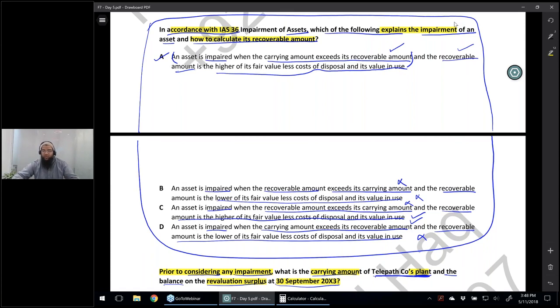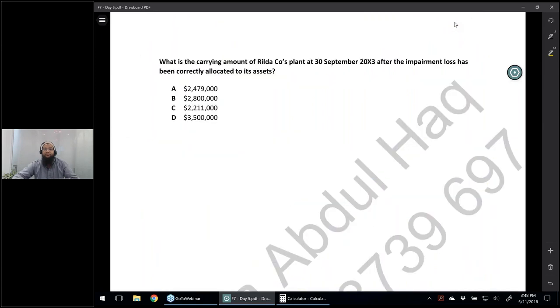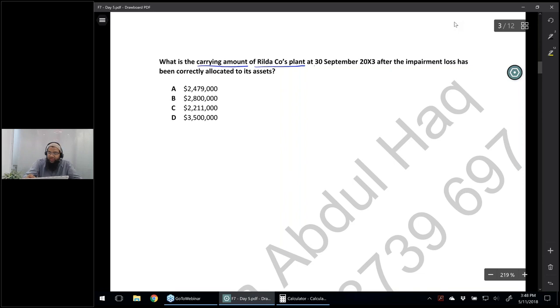Now let's read the last question of the first case. It asks what the carrying amount of Rilda company's plant is at 30th September 20x3 after the impairment loss has been correctly allocated to its assets. The question is talking about Rilda company's plant. So let's go on to the question case.